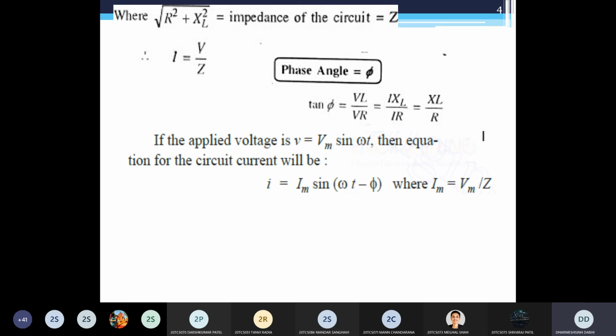Clear? In the same way, if you want to write the equation for the only resistive circuit, what is the equation of current for the same voltage, V is equal to Vm sin omega t?